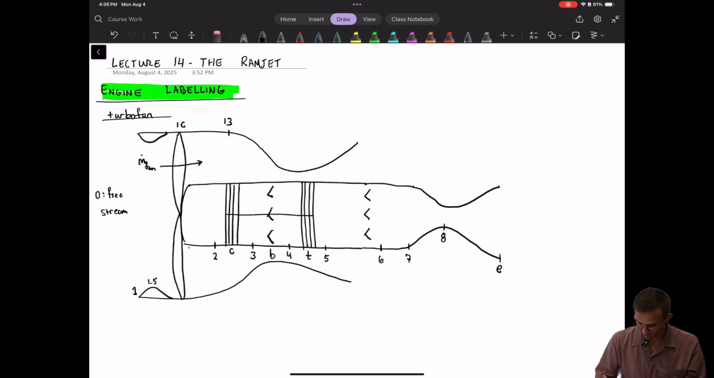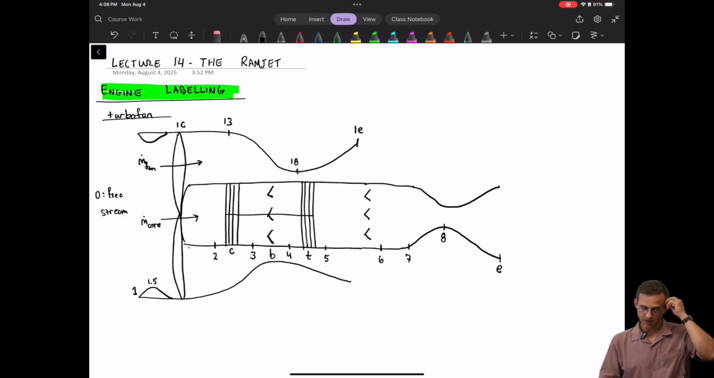The throat of the fan flow channel is station 1-8, and then the exit is station 1E. So we just put a 1 in front for the fan flow. And then of course we also have m dot core, which is the mass flow rate of the air that is going through the core flow. We'll learn about the specifics of the split between the fan and core flow with the turbofan in a later lecture.